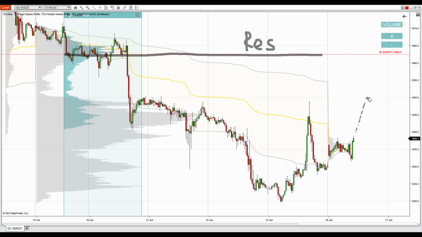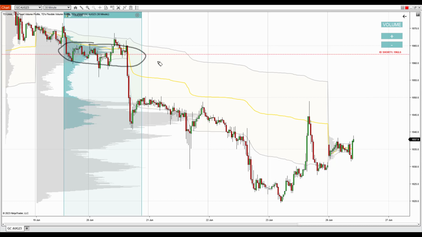So if there is a pullback to this resistance at some point in the future, then there should be a reaction from there. All right, because sellers from this heavy volume zone should become active again, defend this zone, and push the price downwards again. So that's the volume accumulation setup on gold.